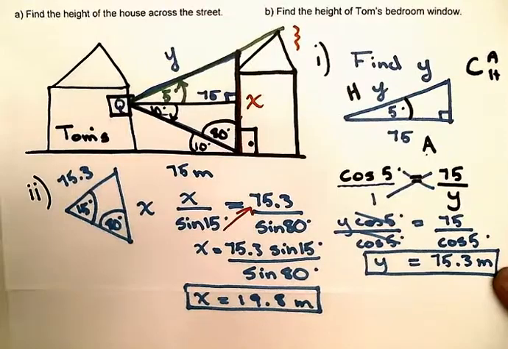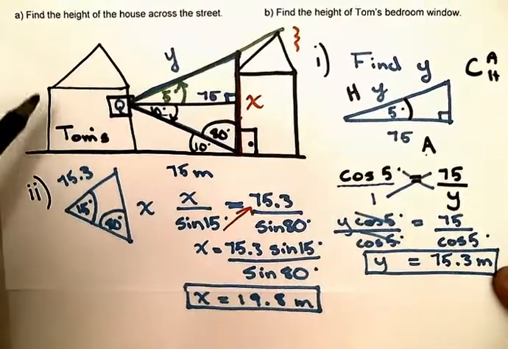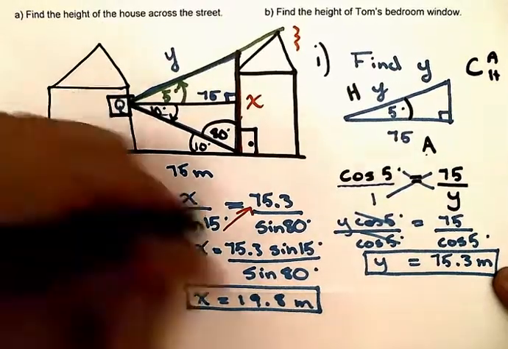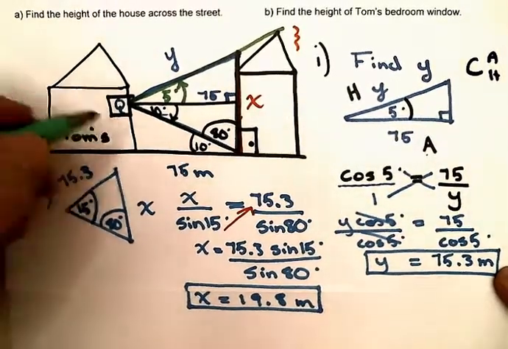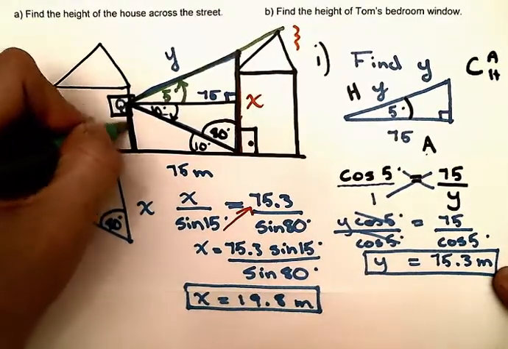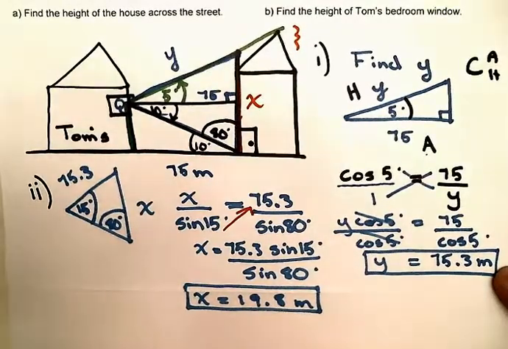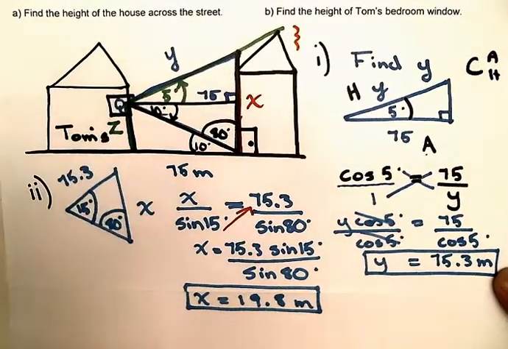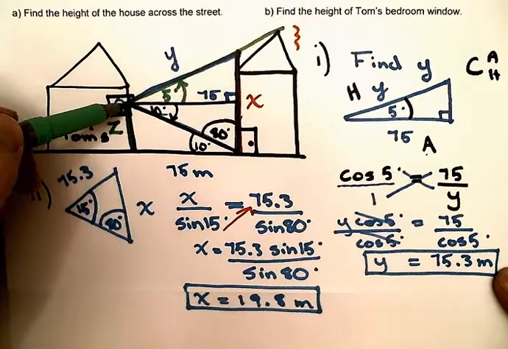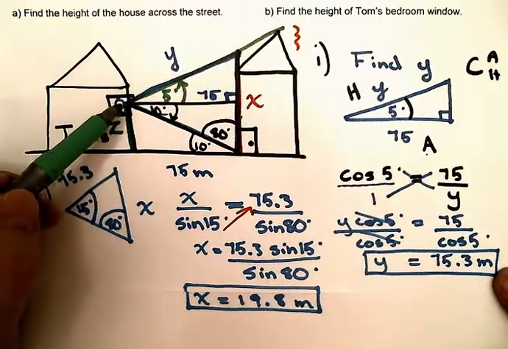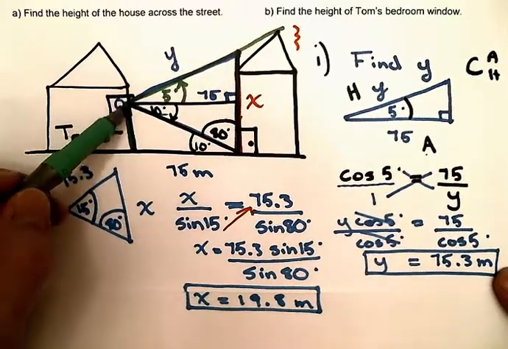Part B now, it says find the height of Tom's bedroom window. So go back to your diagram. There's Tom's house, and find the height of Tom's bedroom window. Well, you're going to be able to get from where he was basically looking to the ground, so right there. And let's call that height Z. That height Z from the ground up to where Tom was looking is involved in a few triangles, but the one I'm interested in is this one here.